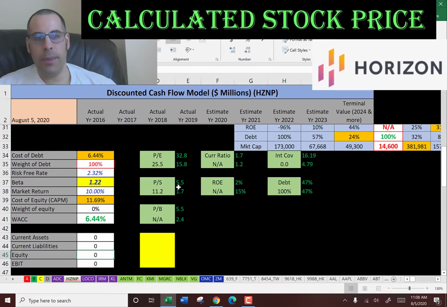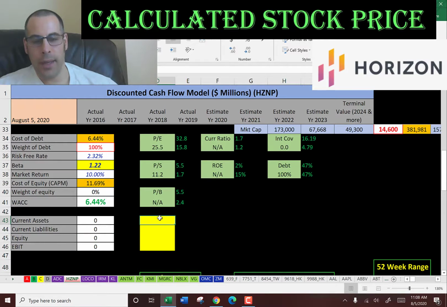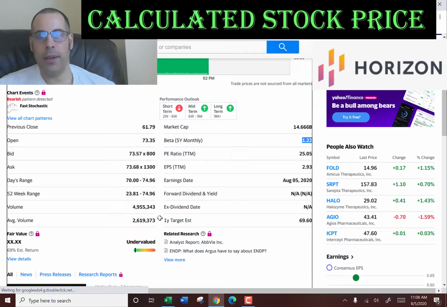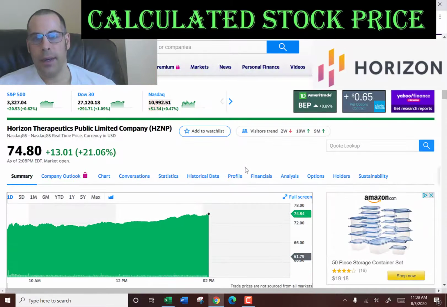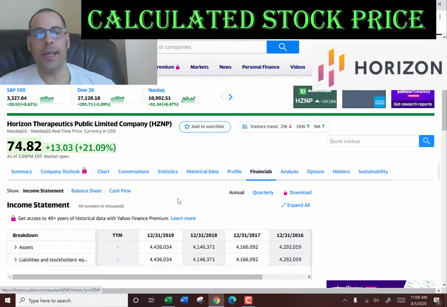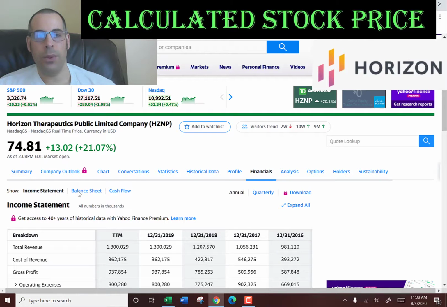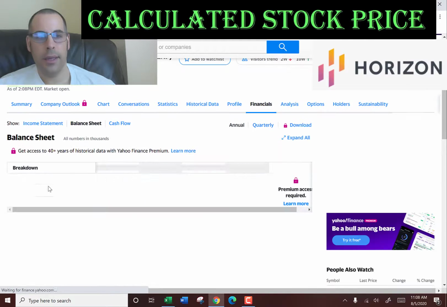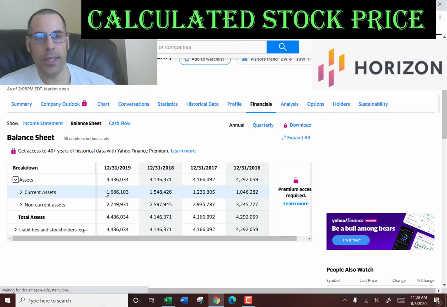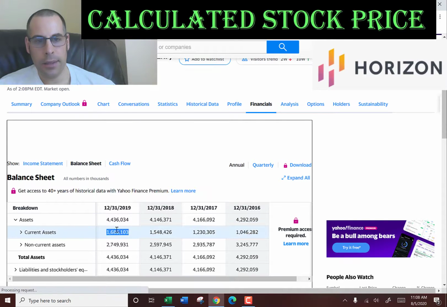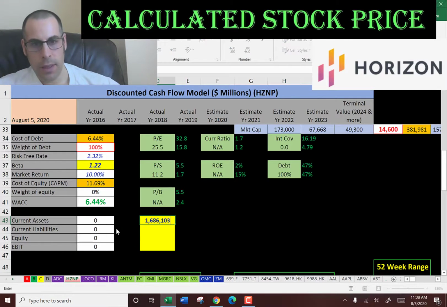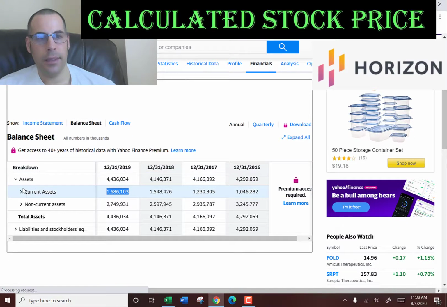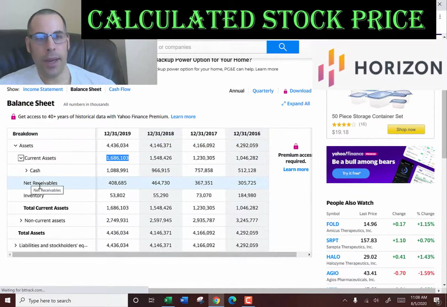And we need a little more information on the balance sheet, because when we calculate the current ratio later, we need to look at their current assets. Current assets are assets that can be liquidated into cash within 12 months. And that's $1.7 billion. Let's see what that is. That's $1 billion of cash, $408 million of net receivables.